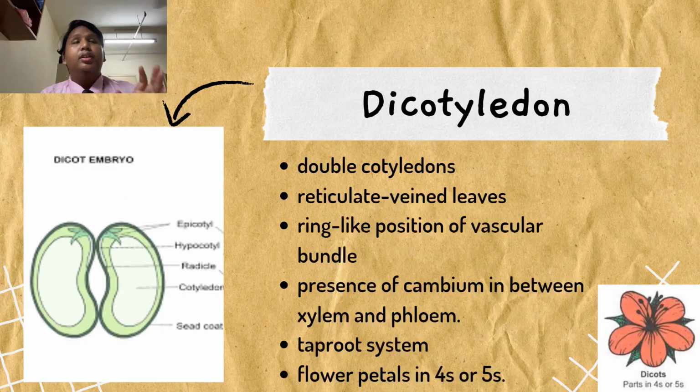The next one is the characteristic of Dicotyledon. It has double cotyledon, reticulate vein leaf, ring-like position of vascular bundle, presence of cambium in between xylem and phloem. It has taproot system and flower petals in multiples of 4 or 5.